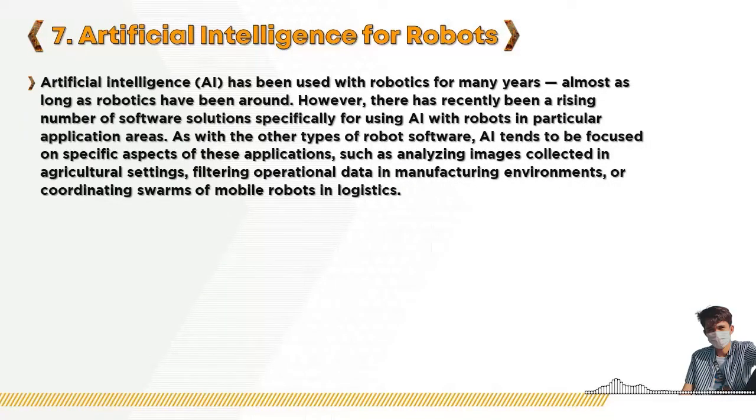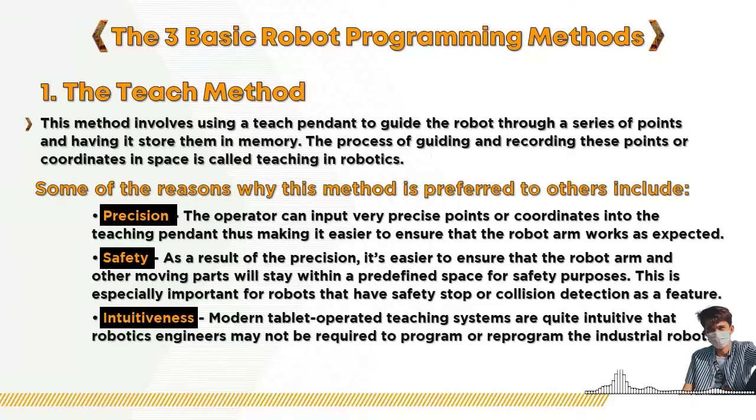Lastly is artificial intelligence for robots. Artificial intelligence, or AI, has been used with robotics for many years, almost as long as robotics have been around. However, there has recently been an increasing number of software solutions specifically for using AI with robots in particular application areas. As with the other types of robot software, AI tends to be focused on specific aspects of these applications, such as analyzing images collected in agricultural settings, filtering operational data in manufacturing environments, or coordinating swarms of mobile robots in logistics. And now, let us proceed to the three basic robot programming methods.